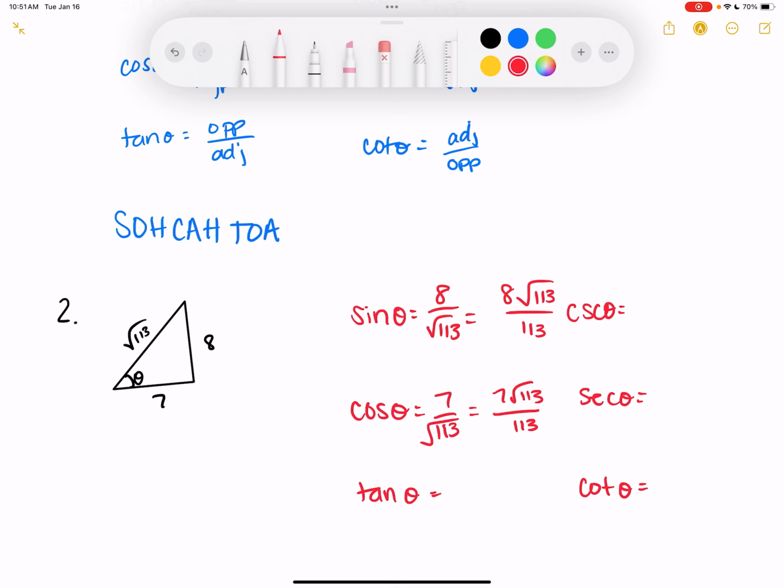Tangent, opposite over adjacent, so 8 over 7. Now when I get to cosecant, the reason I like to write them this way initially and not go straight to the final answer is because then all I have to do is flip this. Square root of 113 over 8. Secant, square root of 113 over 7. And cotangent, 7 over 8.